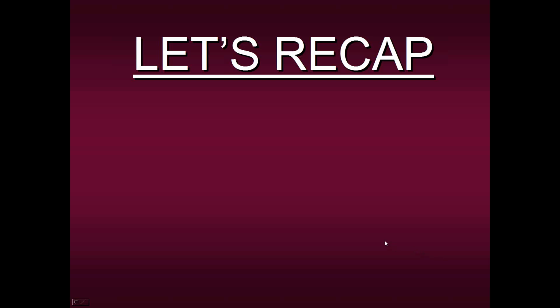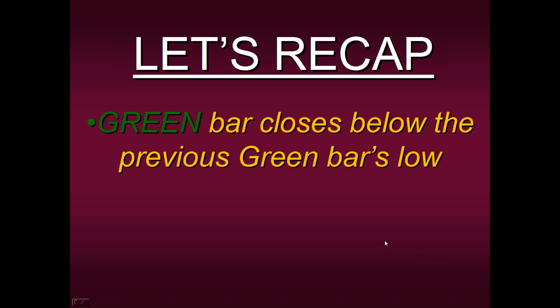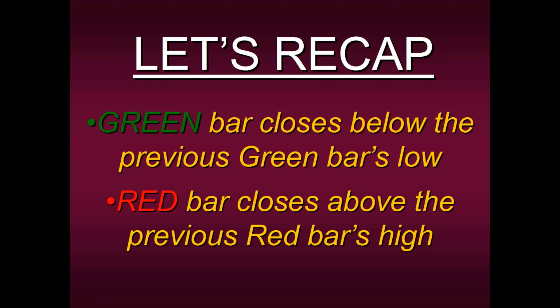Okay, so let's recap before we go to question and answers. Remember, here's the setup if you're going long. You want to see a green bar close below the previous green bar's low. That means that with the PET D applied, you need 2 green bars. The bar number 2 needs to close below the previous green bar's low. If you're going short in this 2-bar technique, you need 2 red bars. And bar number 2, the red bar, must close above bar number 1's red bar's high. Okay? That's how simple this is. You see how powerful it is.